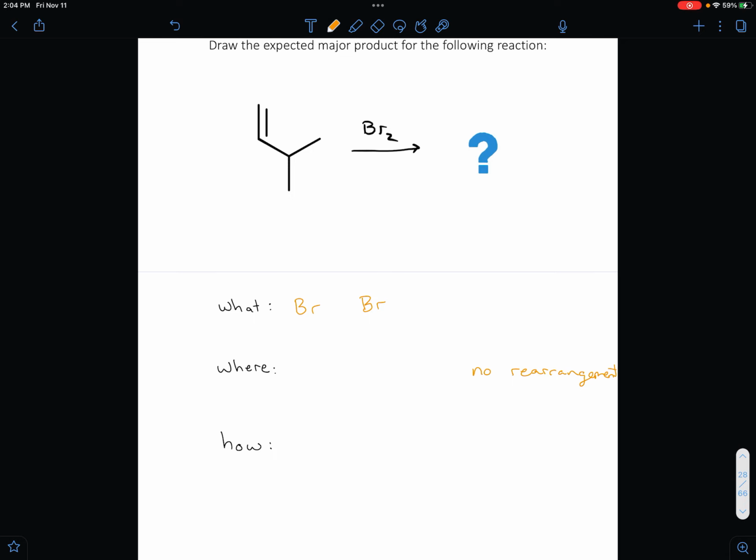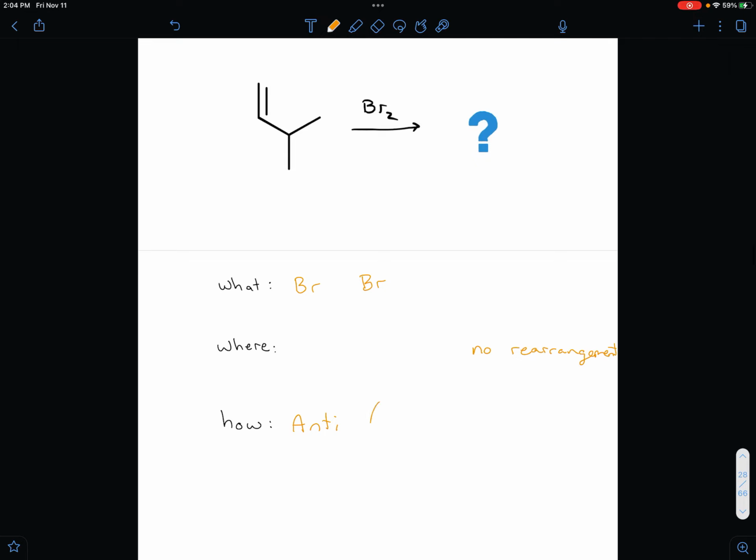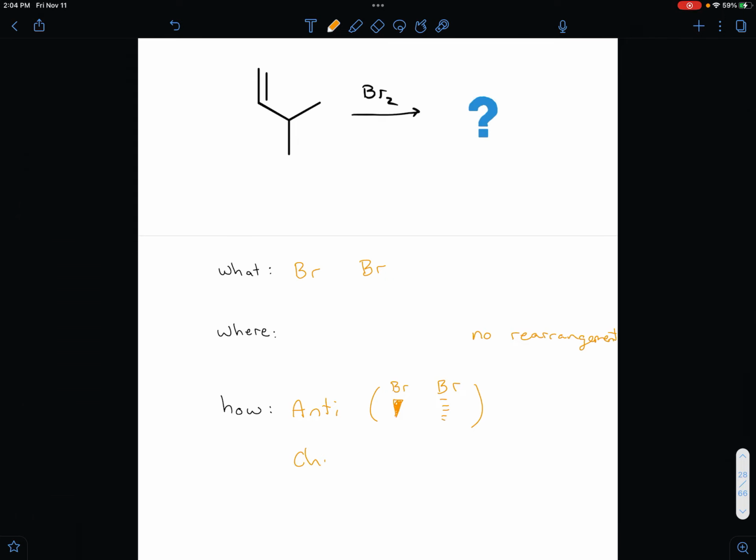And then how do you add them? If you look at the notes for this on the reaction list, you'll see that it adds anti. That means one is going to be coming towards you, and the other is going to be going away from you. So they're going to add in opposite directions from each other. And then if you have a chiral center, just make sure that you have a racemic mixture, a 50-50 mixture of the 2 enantiomers.